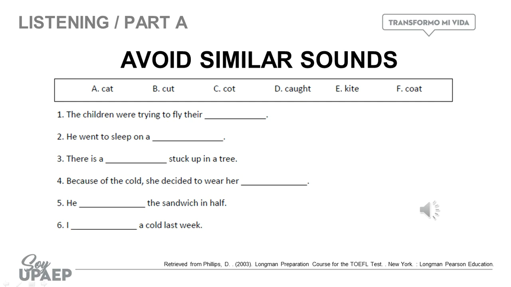Appendix Exercise A3. Number 1. The children were trying to fly their kite.